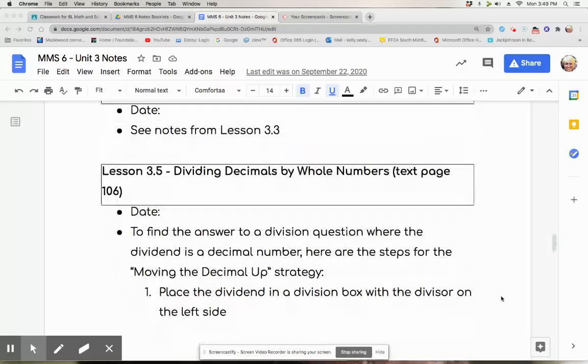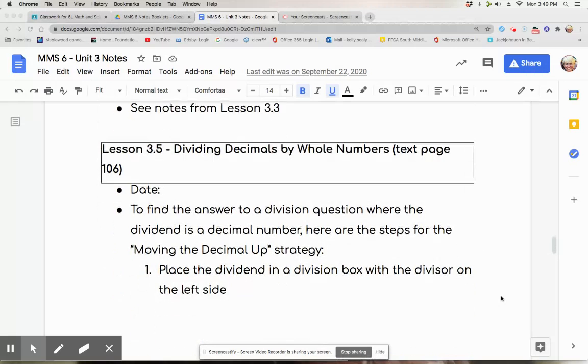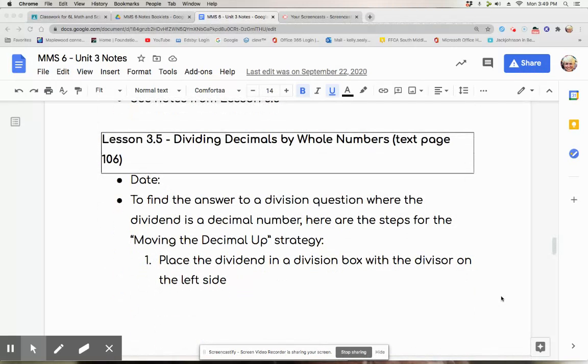Then we moved on to a new topic, Lesson 5, dividing decimals by whole numbers. To find the answer to a division question where the dividend is a decimal, the dividend is the number inside the box, here are the steps. We call it the moving the decimal up strategy. You place the number you're dividing in a division box, and you put the number you're dividing with on the left side.